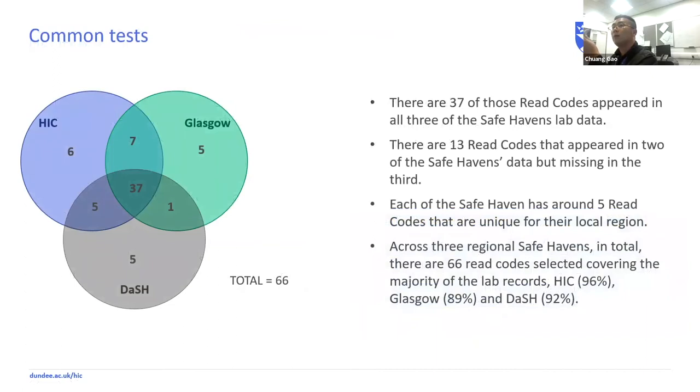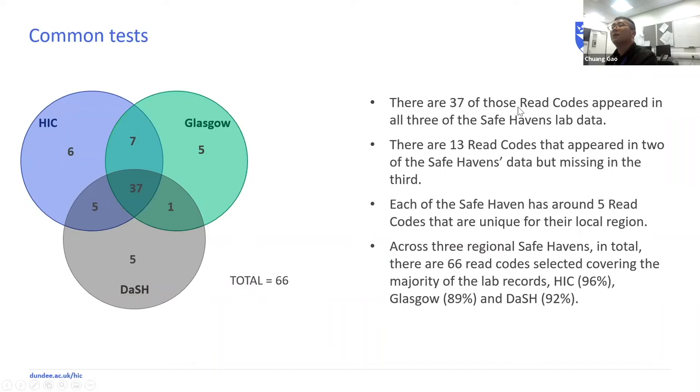So first of all, the common tests. Each of the regional safe havens has more than 200 different types of laboratory tests conducted on their patients. There's no possibility that we can focus on all of them. So the very first thing we did is find those common tests that are popularly used across the regions, and we focus on those. We selected these 66 lab tests that cover quite a good range of the laboratory data that we received, and we only focus on these 66 for now.